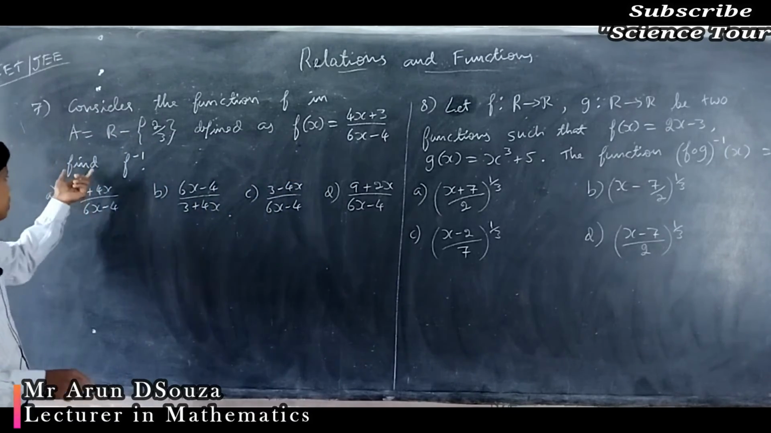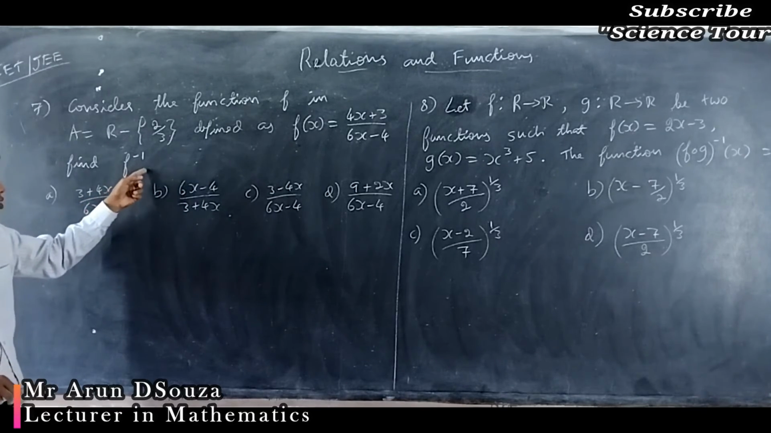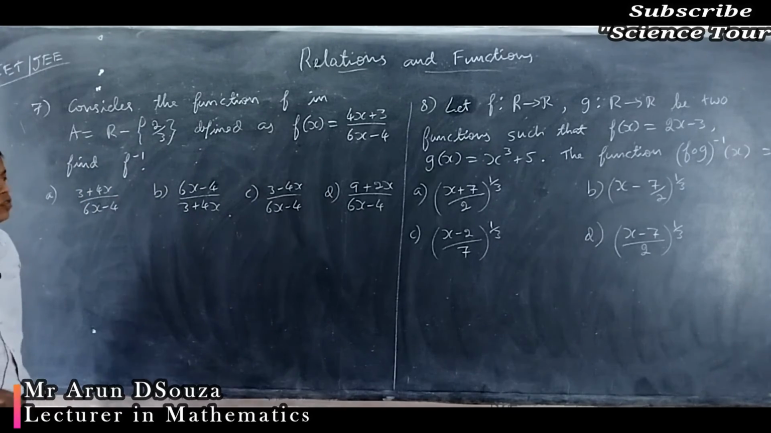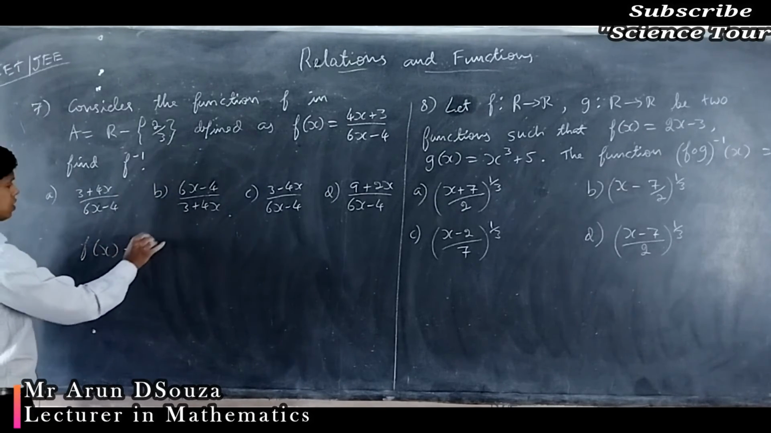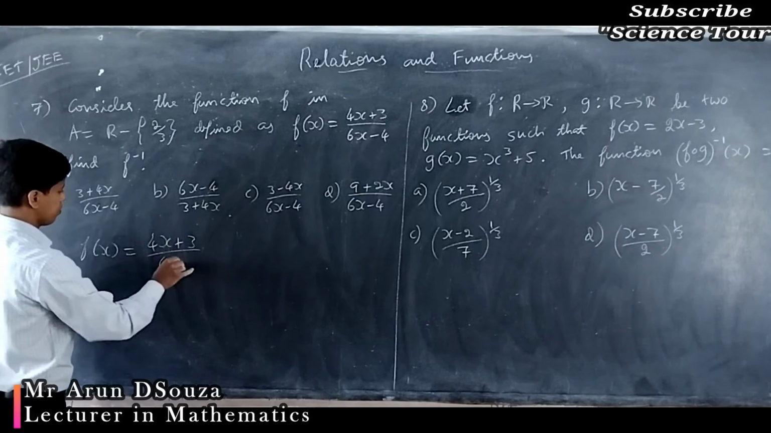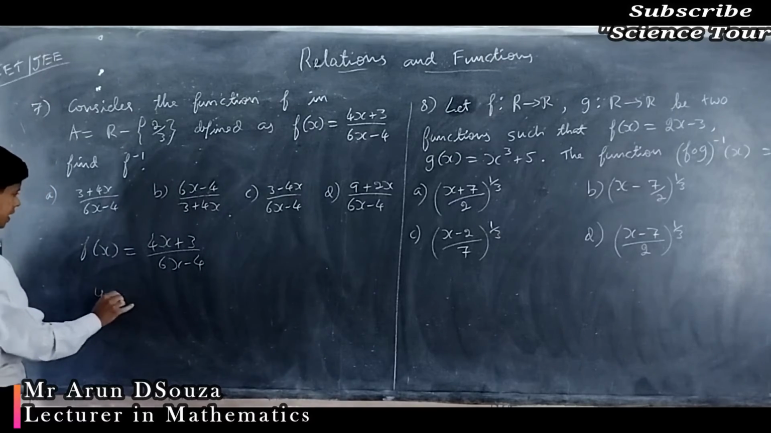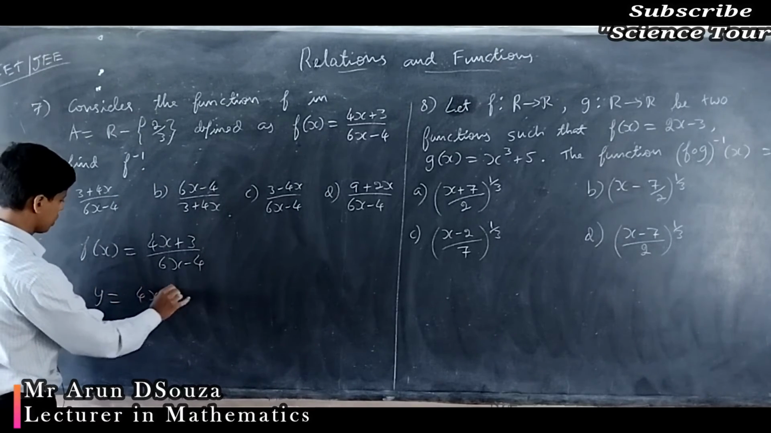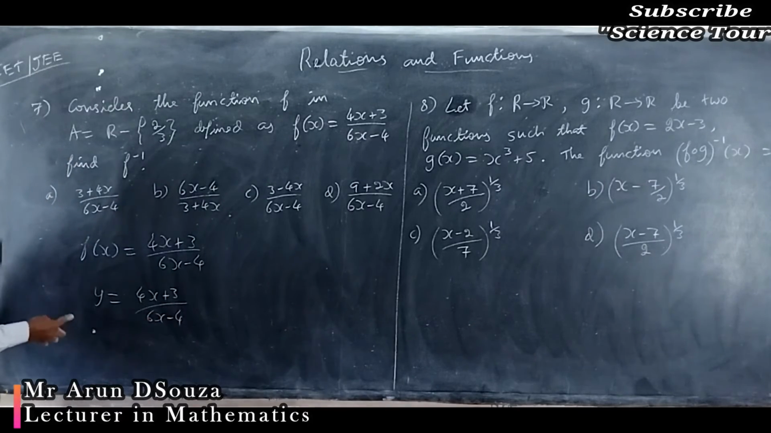Let's continue. What we need to find? F inverse. Okay. So this is in terms of x. So f inverse of x is what you have to find basically. So let's start with that. F of x is equal to 4x plus 3 divided by 6x minus 4. Now take it as y, and y will be 4x plus 3 divided by 6x minus 4. Cross multiply.